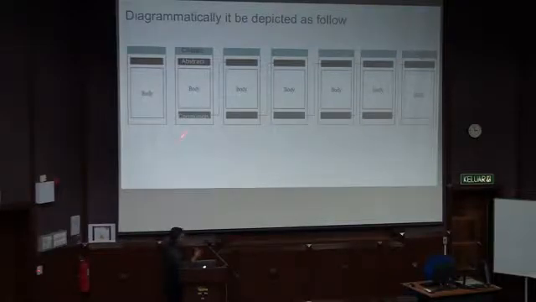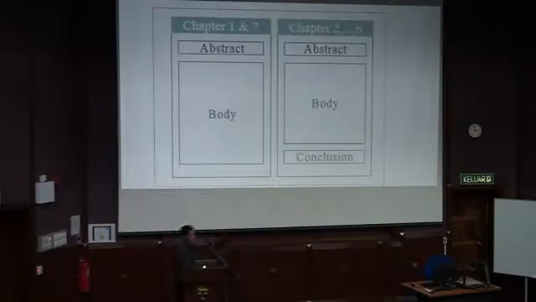Okay, in my case, I have 7 chapters. So we've got chapters, we've got abstract, we've got body, and we've got conclusion. Okay? Similar. But chapter 1 and chapter 7 don't have a conclusion, because there is nothing to conclude from these 2 chapters.